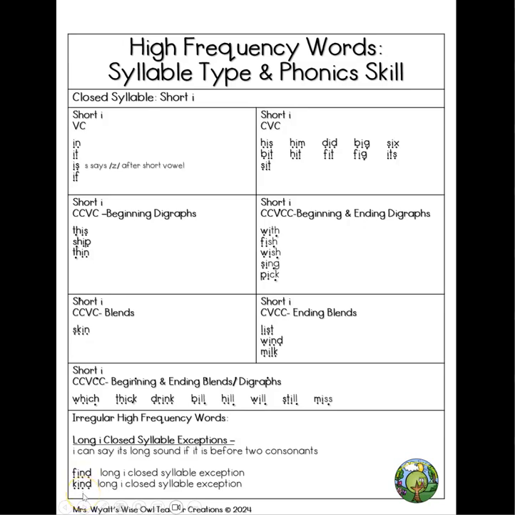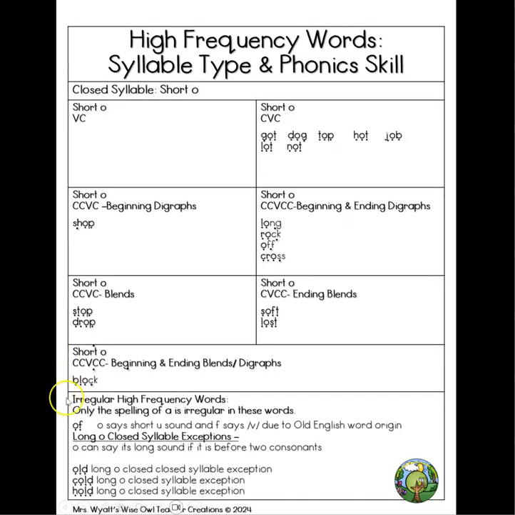Find and kind. And wouldn't students know this? Then it's not considered irregular anymore. It's a concept that they should be able to apply in their reading and spelling. And then O, it's grouped the same way.